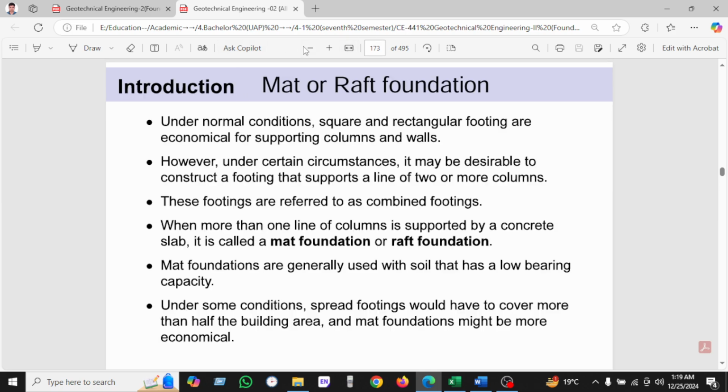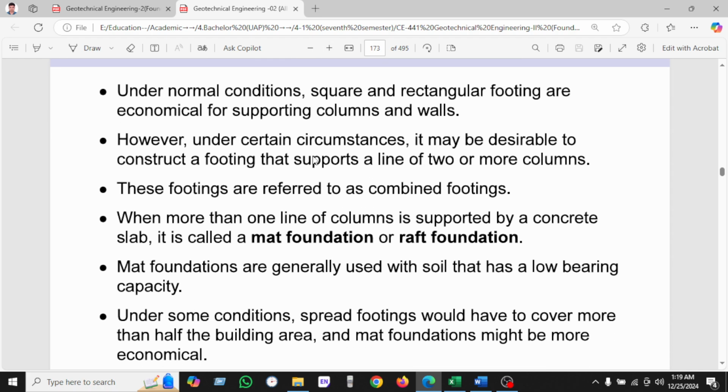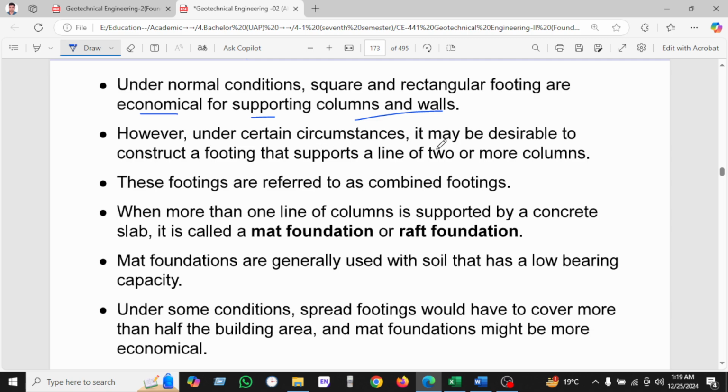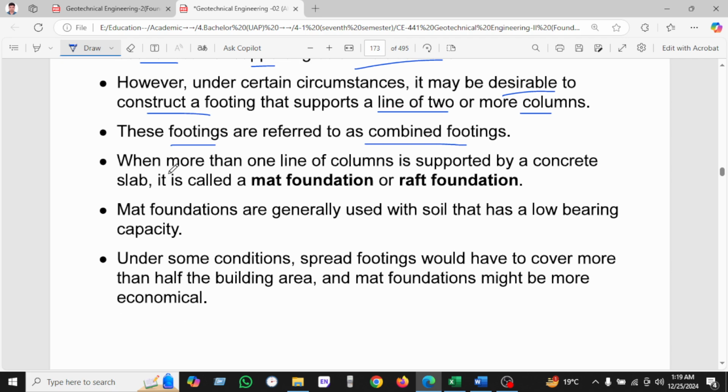So here we can see some information about mats. Under normal conditions, square and rectangular footings are economical for supporting columns and walls. However, under certain circumstances, it may be desirable to construct a footing that supports a line of two or more columns. These footings are referred to as combined footings. When more than one line of columns is supported by a concrete slab, it is called a mat or raft foundation.